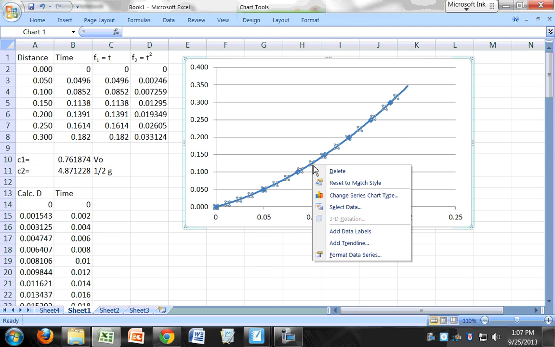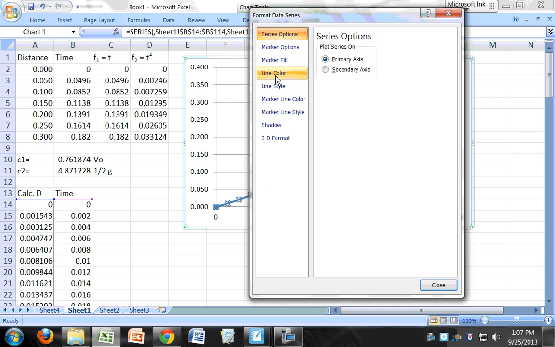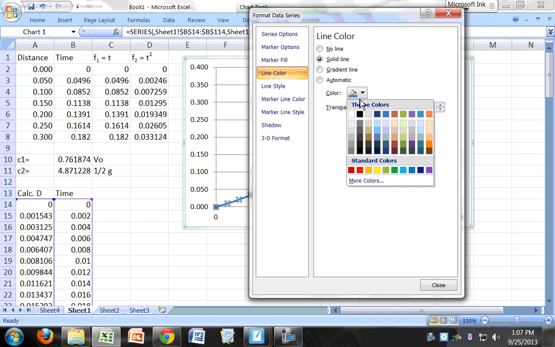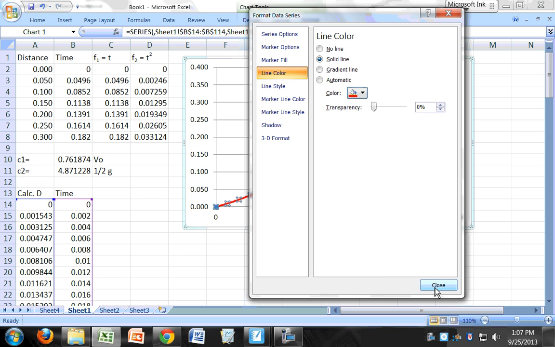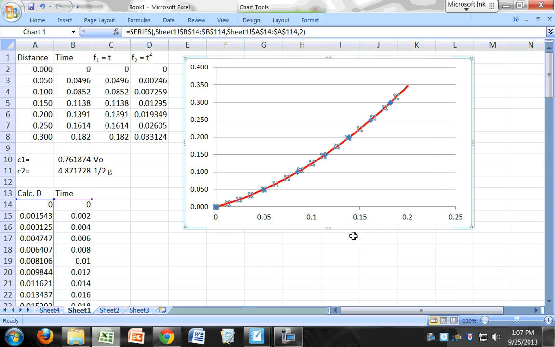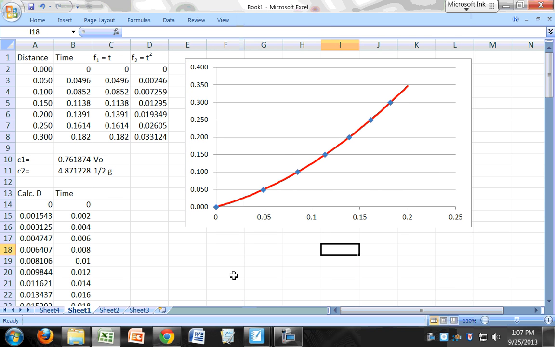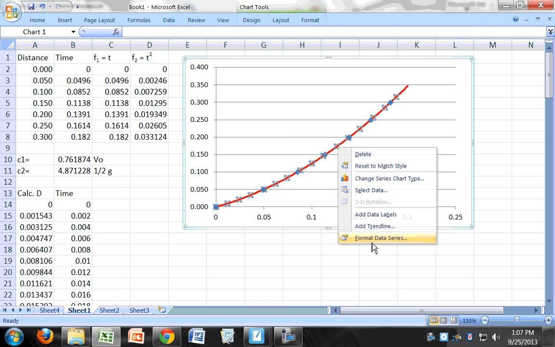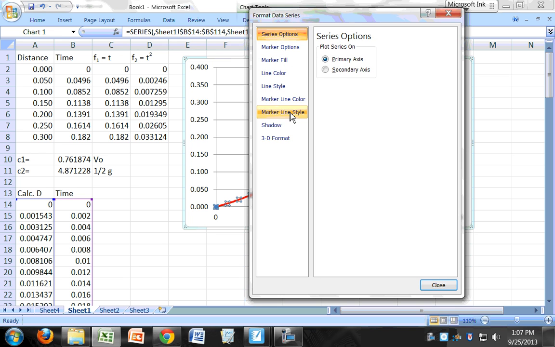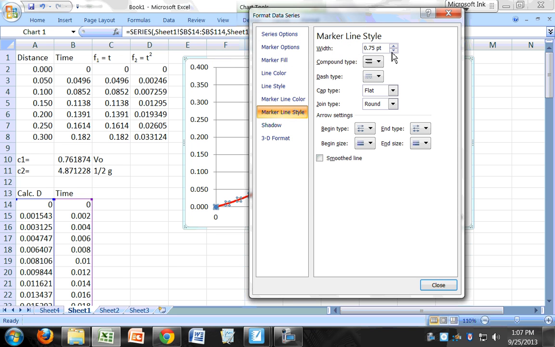And I have my data points right there. Let me format that to a different color. I want my line to be red. Right. You can see there's your data points, experimental data points, and then your fitted curve. Right. I probably want to make your line a little thinner. So marker line style. You can change the thickness.